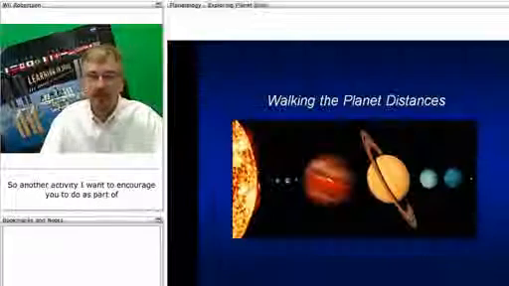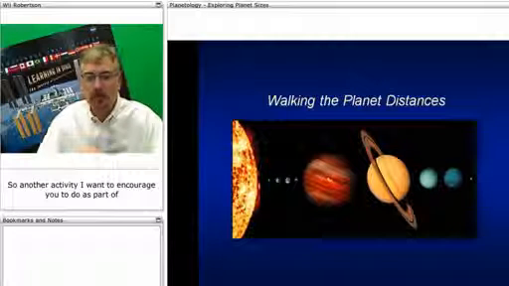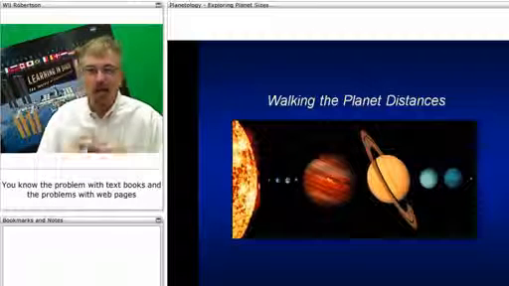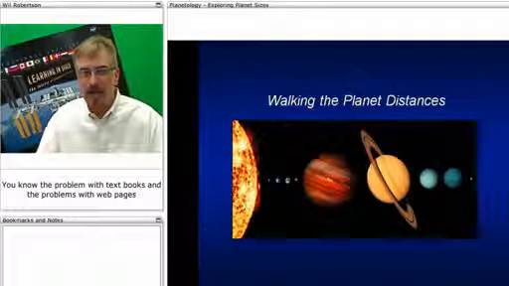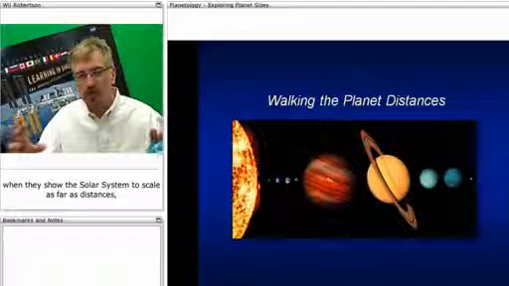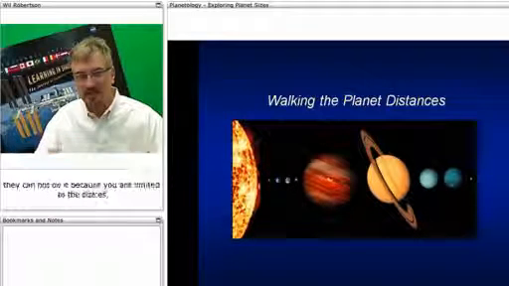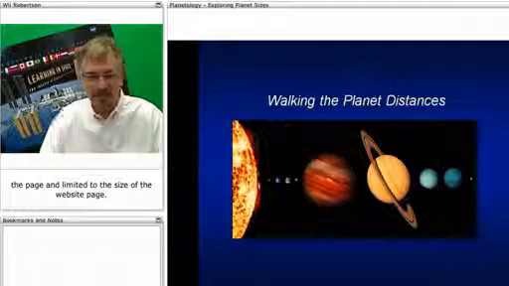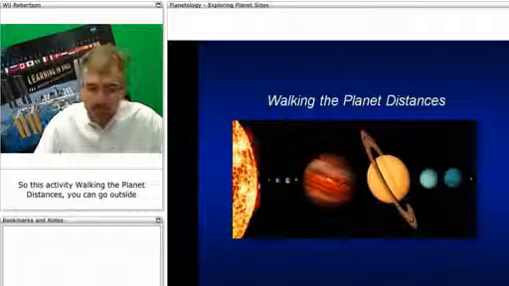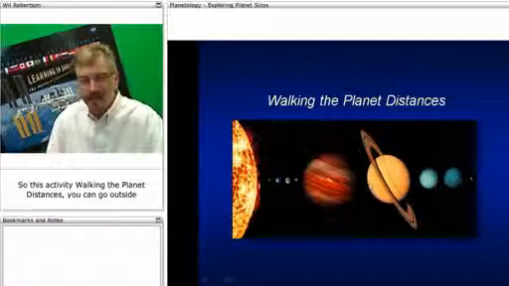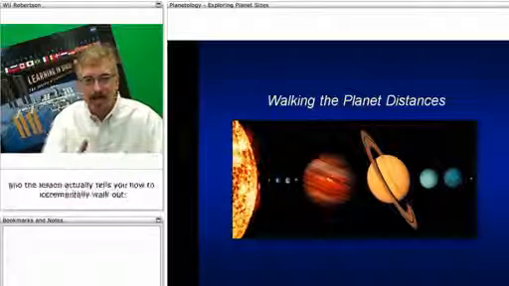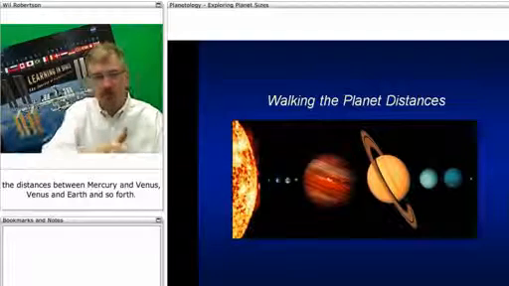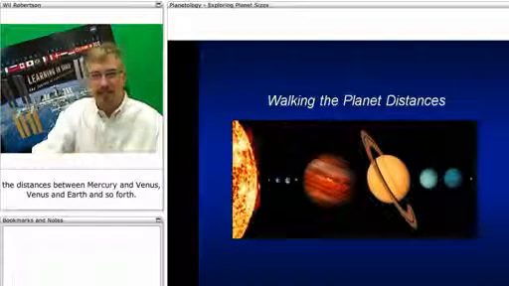Another activity I want to encourage you to do as part of How Does Earth Compare is walking the planet distances. The problem with textbooks and web pages when they show the solar system to scale as far as distances is that they cannot do it, because you're limited to the size of the page. With this activity, walking the planet distances, you can go outside, and the lesson actually tells you how to incrementally walk out the distances between Mercury and Venus, Venus and Earth, and so forth.